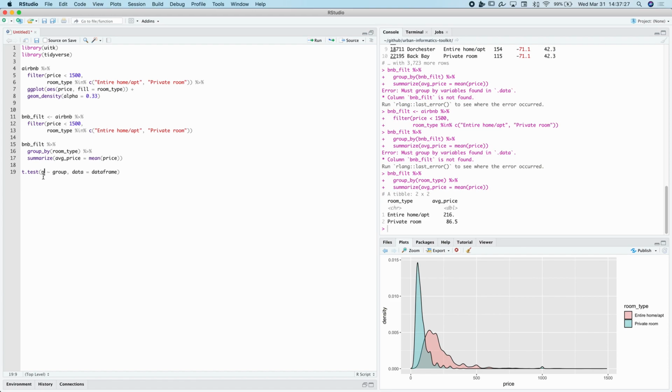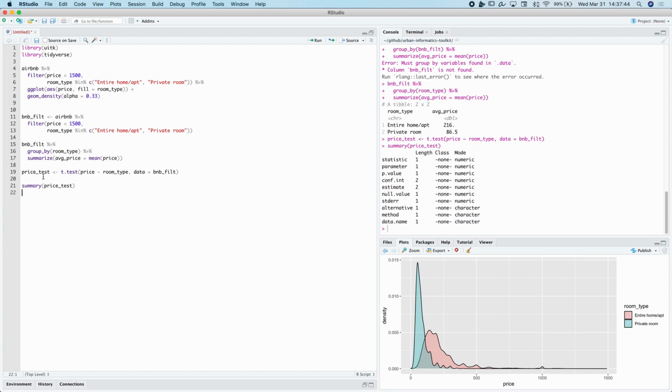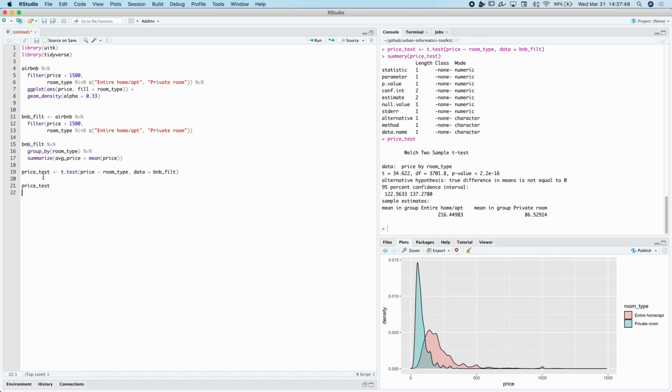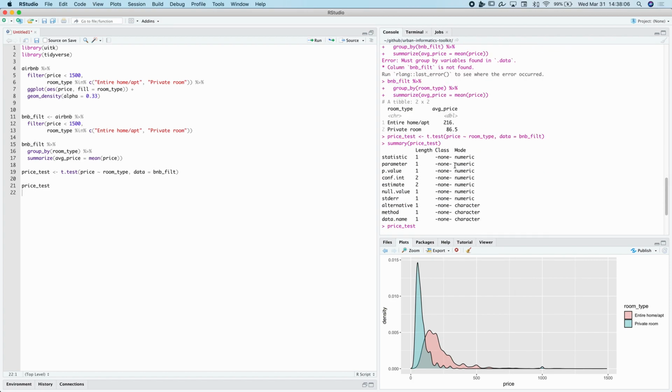So in our case, we're interested in looking at the price by room type based on the BNB filt data set. So let's call this price test. Now, summary price test. That's not what I want. Price test. So now what we're going to see here is that we have a massive t statistic, and we have the degrees of freedom and our p-value. And here it prints out those averages that we saw earlier when we did our summarization.